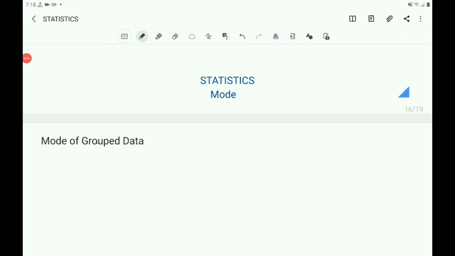Dear students, let us continue the chapter Statistics. Now let us discuss the mode, which is one of the measures of central tendency. Do you know what mode is? Mode is that value among the observations which occurs most often. Mode is the value of the observations having the maximum frequency.